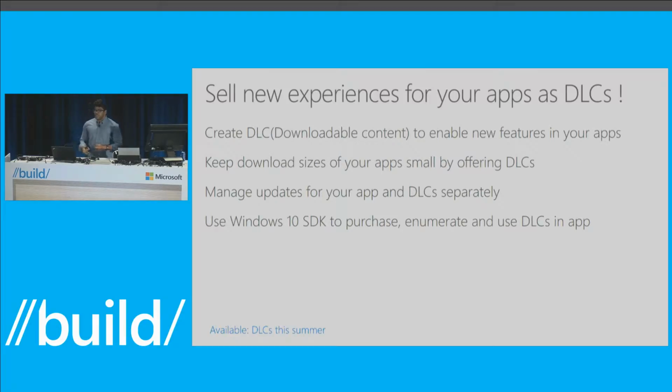With the introduction of DLCs, or downloadable content, you will be able to separate these experiences. Sell your racing games separately, ship and manage your map packs separately and offer them to your customers. This way, you keep the size of the main package small and manageable. And because you've decoupled these experiences, you'll be able to update them separately. For example, if you're making a change to your map pack, you don't necessarily have to churn your main package, or vice versa. As with today's durables, you'll be able to use our SDK to purchase, enumerate, and use these DLCs in your app.